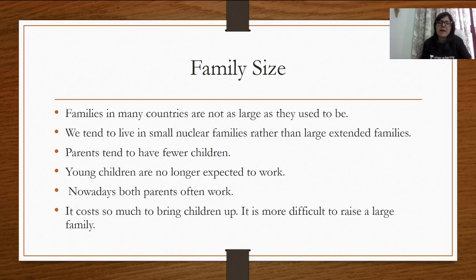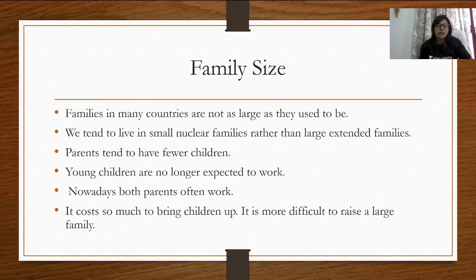The first one is: families in many countries are not as large as they used to be. As I just told you, in the past there used to be around 10, 15, 20 members in the family, but nowadays they have reduced to 3 to 4 members. We tend to live in small nuclear families rather than large extended families. What used to happen in the past is that there were uncles, aunts, their children, and grandparents, all of them staying together. But nowadays we have just nuclear families, the parents and the kids. Parents tend to have fewer children.